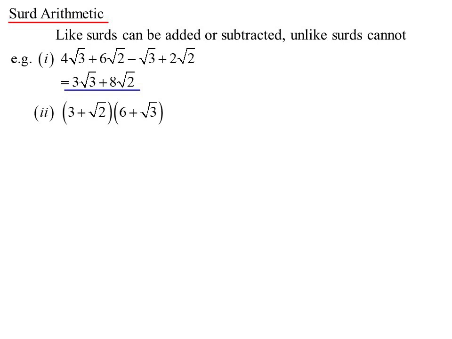Binomial product. That's all it is, really. We've got 3 plus an unknown. So first, outside, inside, last. There's my answer. Nothing there adds together, nothing there simplifies.